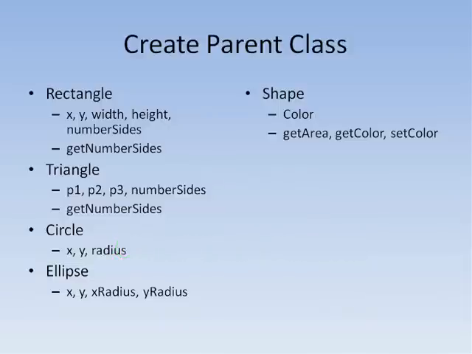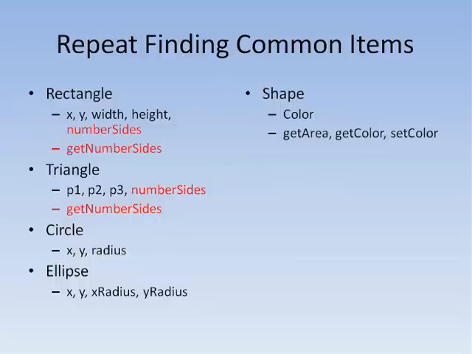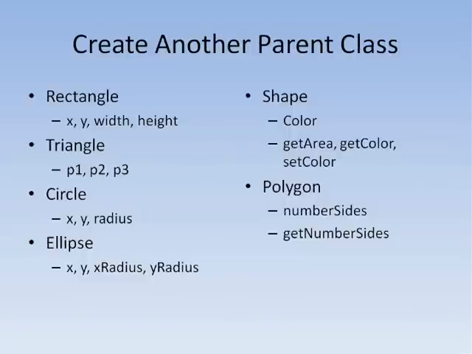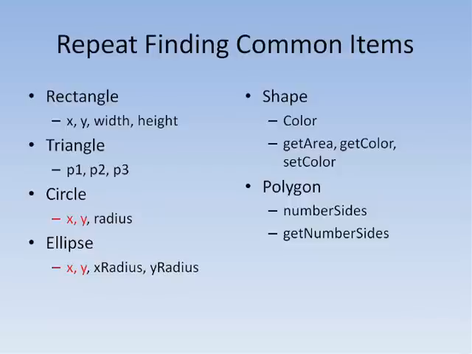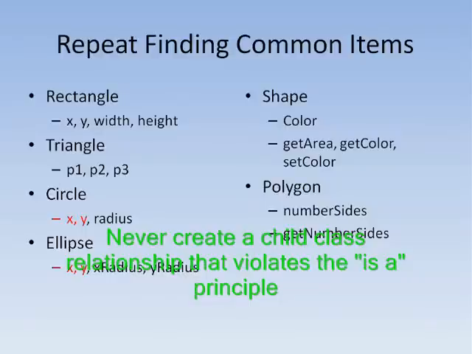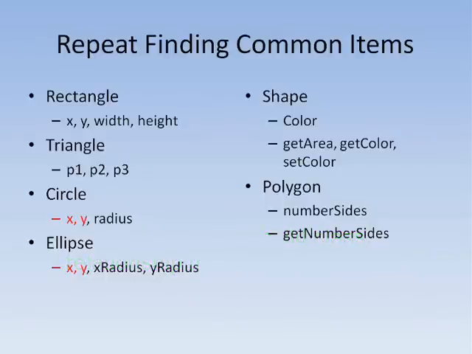Repeating this, we see that rectangles and triangles have a number of sides. A rectangle is a polygon, and so is a triangle. So we'll create a class polygon to hold this common attribute and method. Looking again, we'll see that both circles and ellipses have a center. While you might be tempted to think that since an ellipse has everything a circle does plus a second radius, ellipse should be a child class of circle, this violates the isa principle. Actually, a circle is an ellipse, so we'll make the circle be a child class of ellipse instead.